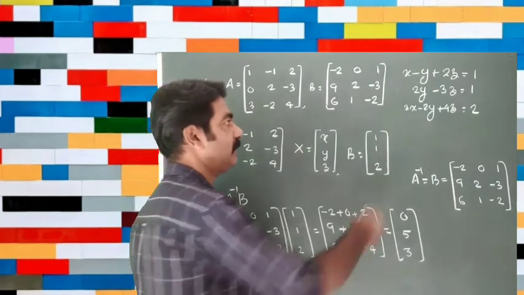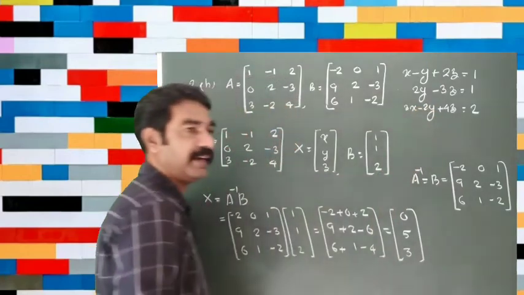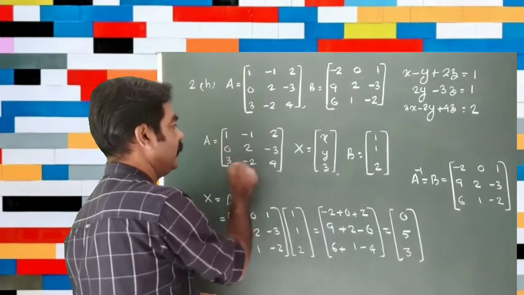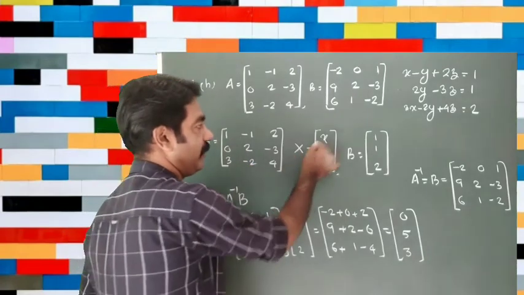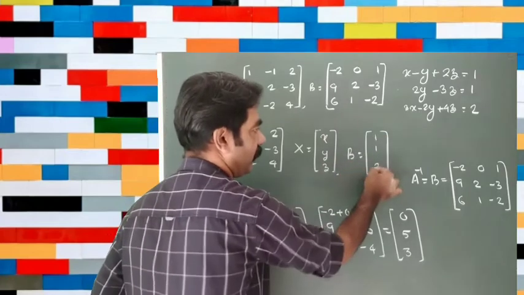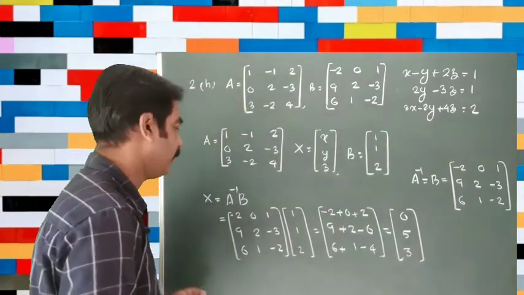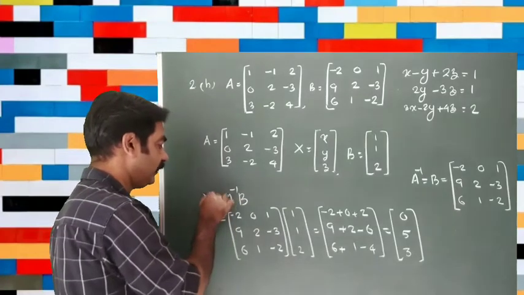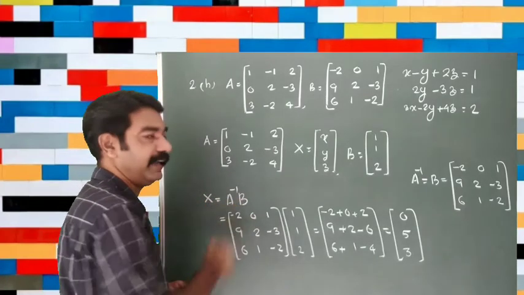So this system of equations we can write in the form AX is equal to B, where A is the matrix of coefficients, X is a column matrix of the variables, and B is the matrix of constants. Now we can write X is equal to A inverse into B. To find the solution, the formula is X is equal to A inverse into B.